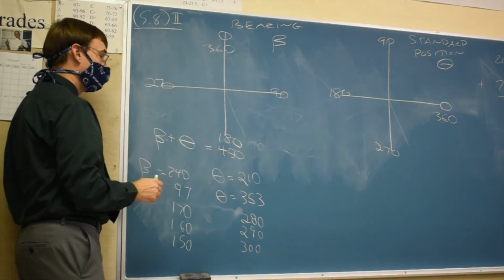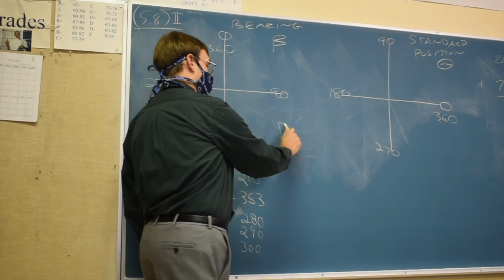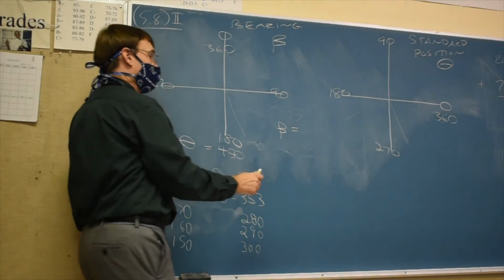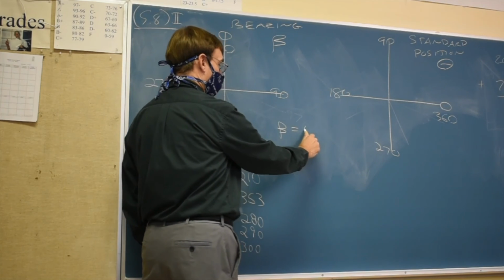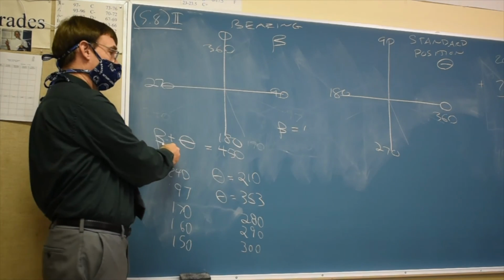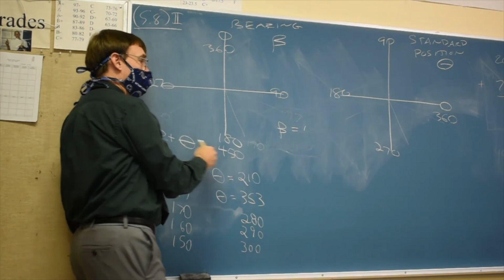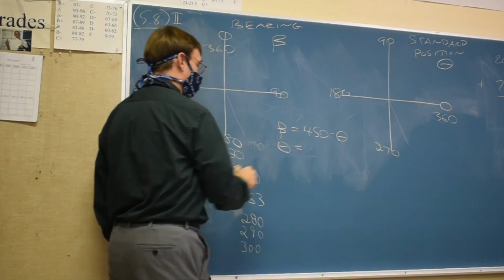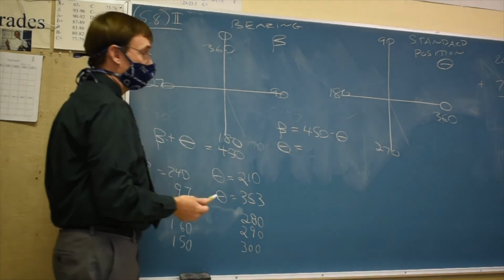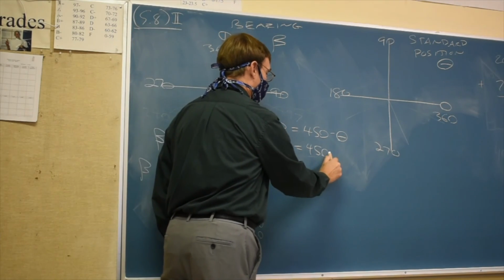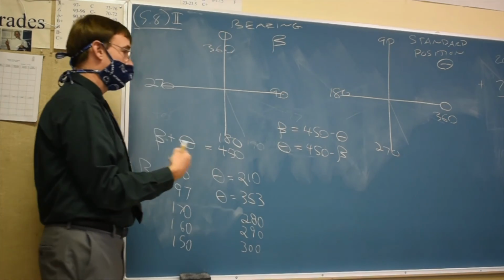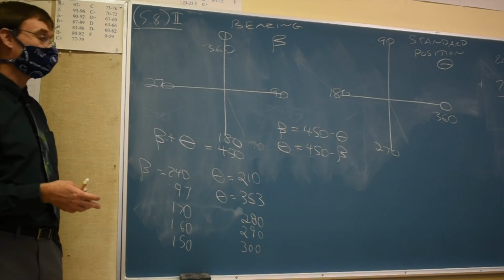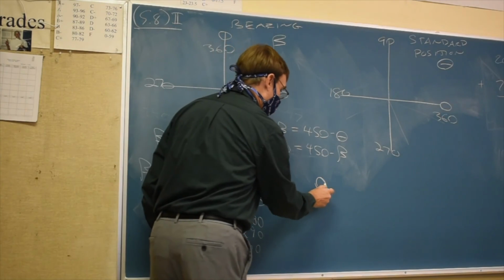The bearing plus the standard position angle can make 450. So if I want to do some algebra, if I want to solve for bearing, how can I get bearing alone? 450 minus the angle. What if I want to get the theta for the angle alone? 450 minus bearing. And an interesting twist, whichever way you're doing the conversion, to make one of them into the other one, you could do 450 minus it.